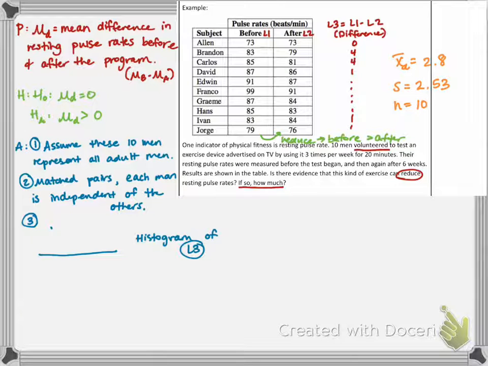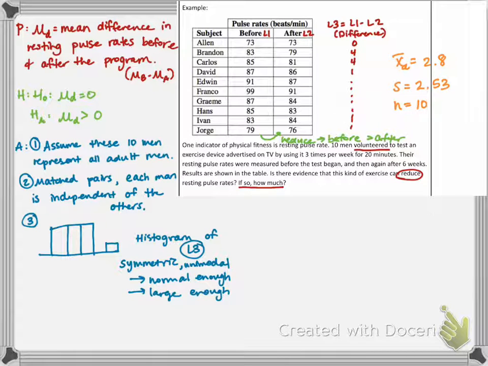Now, you're going to see something that looks like this, okay? It's relatively symmetric. Nine of the values are sitting in a block like that, and one of them is off to the side a little bit, but it's normal enough. It's relatively symmetric, pretty much unimodal. It is unimodal. And that means that my sample of 10 is going to be large enough.